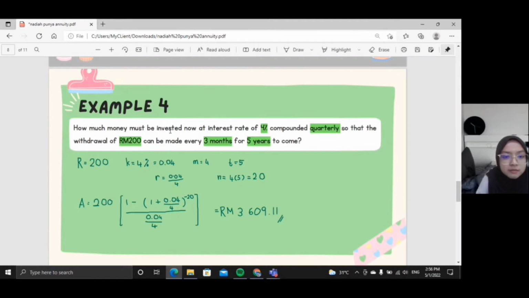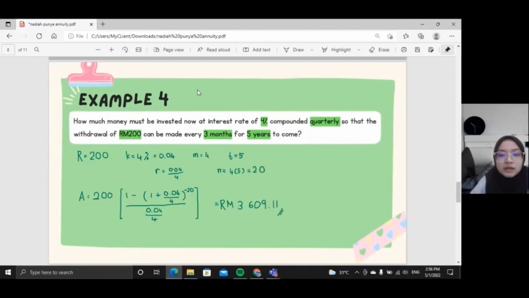How much money must be invested now at the interest rate of 4% compounded quarterly so that a withdrawal of 200 ringgit can be made every 3 months for 5 years to come? Okay, bring out the important information here. R equal to 200 ringgit, and the K is 4%, so we get 0.04, and M equal to 4, which is compounded quarterly. And then T, the term, is 5 years, so T equal to 5.